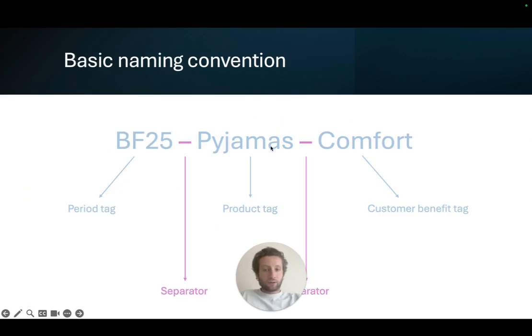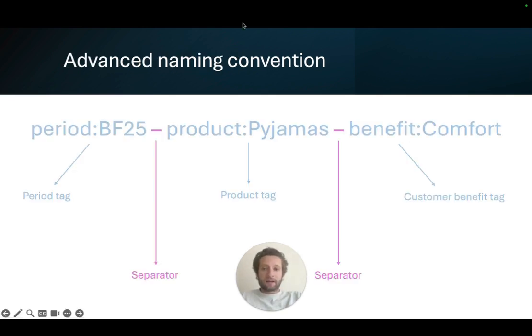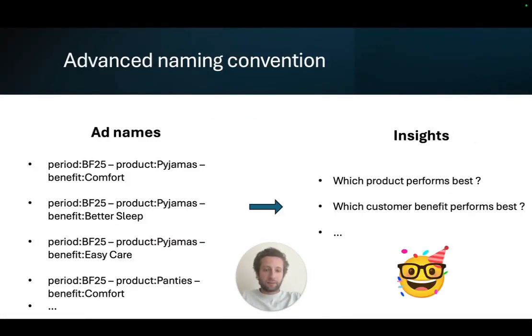here, your tags are not organized. So, if you ask a computer to read your naming convention, BF25 will end up in the same group as pajama, which will be in the same group as comfort. So, you lose efficiency. Afterwards, during analysis, it's still possible to do it, but it becomes much more tedious because you have to do it manually. A computer, if you don't give it the information, can't identify it. That's why we use advanced naming conventions, where we categorize and group tags of the same type together. I will group all my periods together, all my products together, and all my customer benefits together. This is what we call an advanced naming convention.